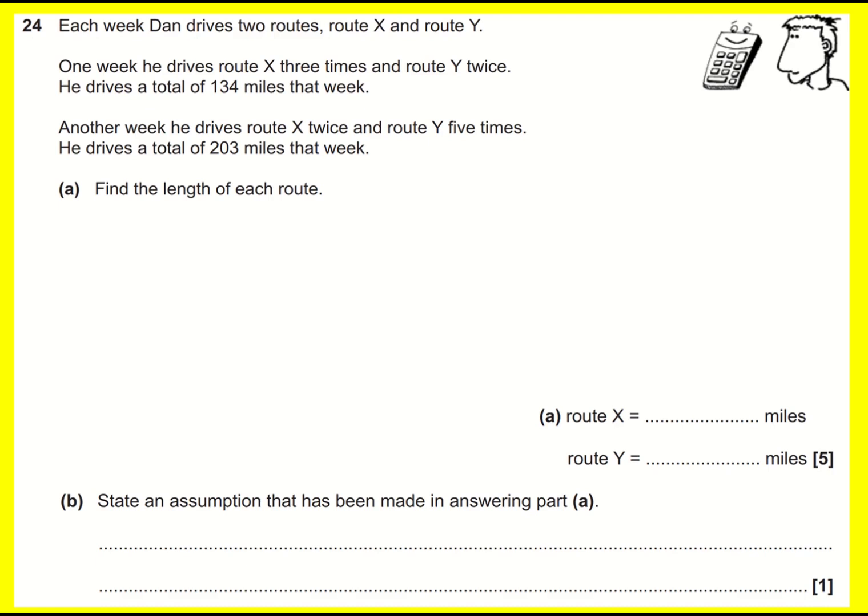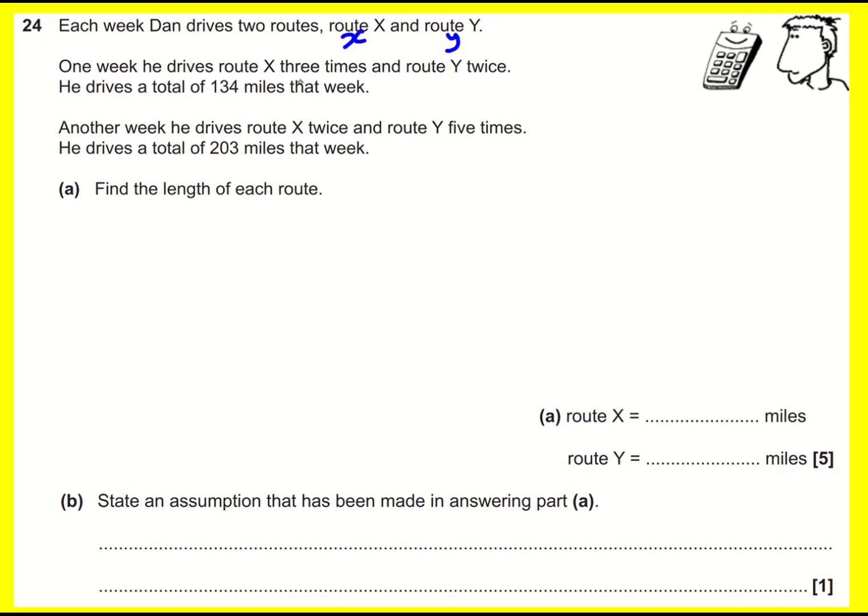This, I think, is the hardest question in the paper. It's a simultaneous equations question. So each week, Dan drives two routes, route X and route Y. I'm going to say on route X, he travels a distance of little x, and route Y, a distance of little y, because that's going to come into the next bit.